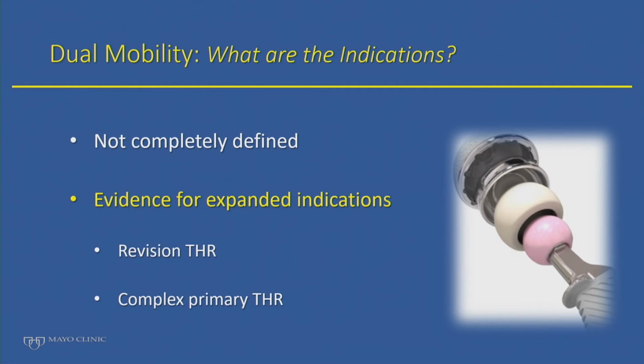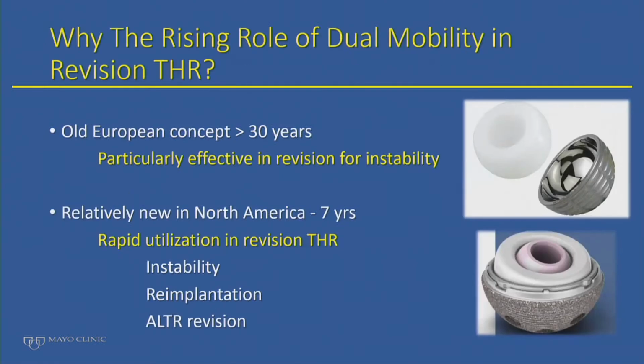What are the indications? They're not really completely defined at this point. One thing's for sure, though, there's evidence for expanded indications in a number of these patients in the revision setting and in the complex primaries like the spinopelvic or a variety of other conditions. So why is this happening?